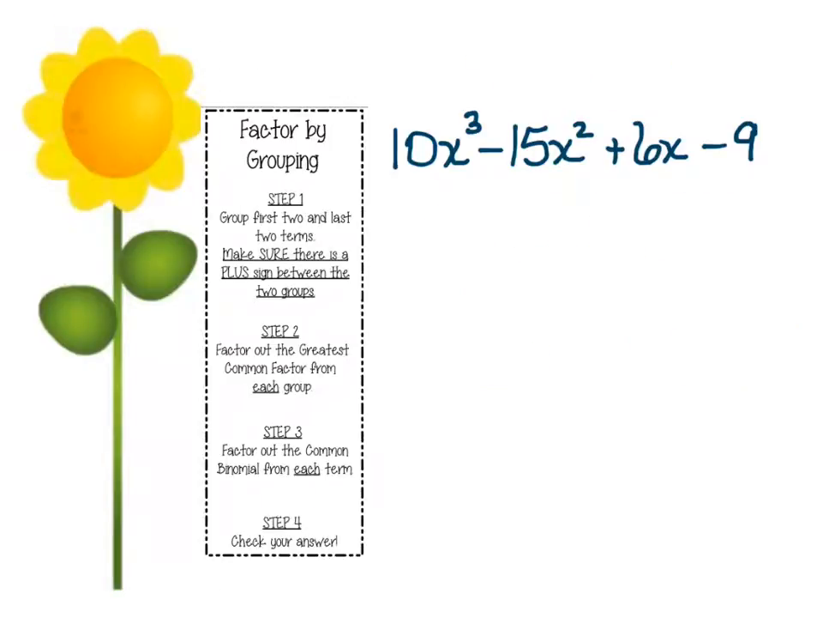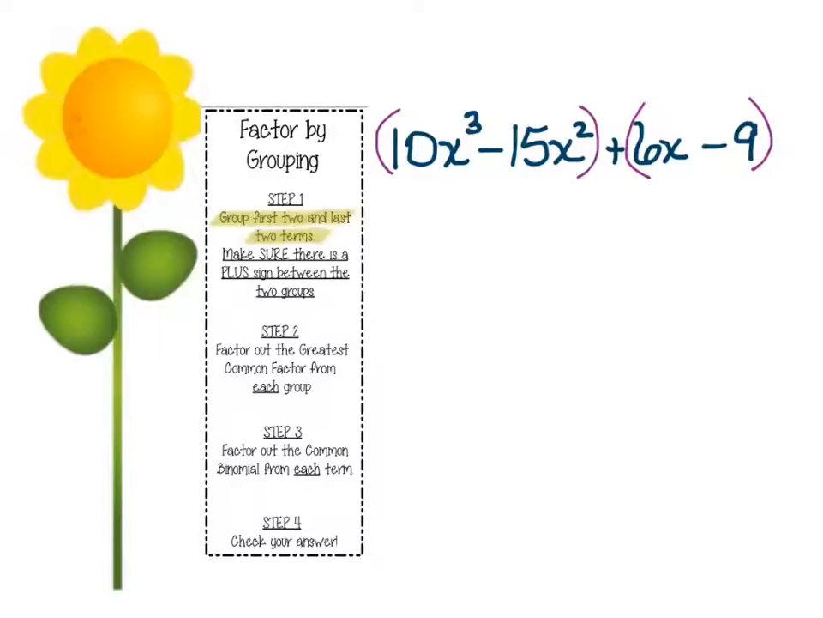So let's take a look at an example. As you can see, we have 4 distinct terms. And so the first thing we need to do is inspect it for a GCF. As I look down each line, I don't see a common x, and I don't see a common numerical factor. So we're ready to go to the first step. And the first step says to group the first 2 and the last 2 terms. And what that looks like is this.